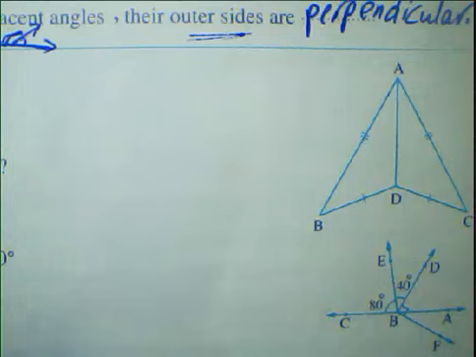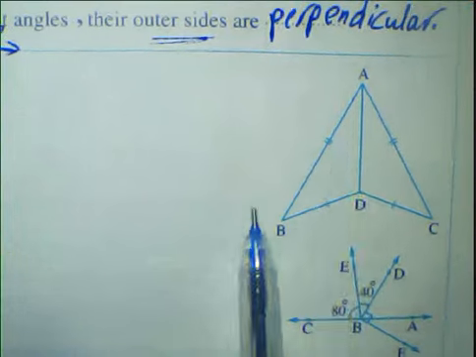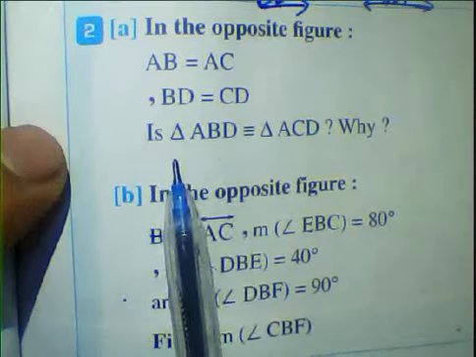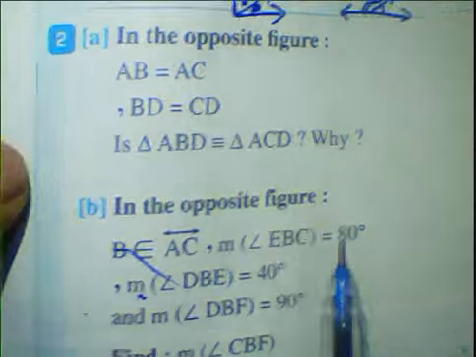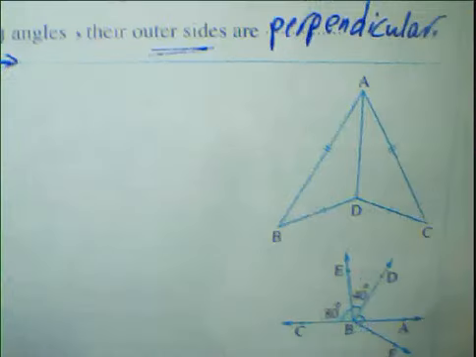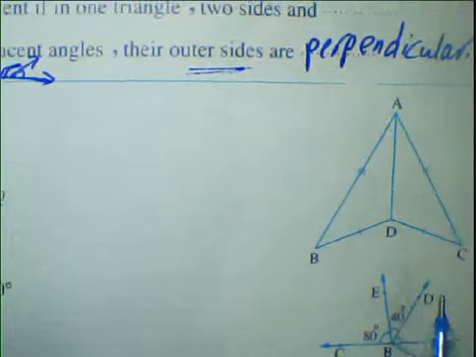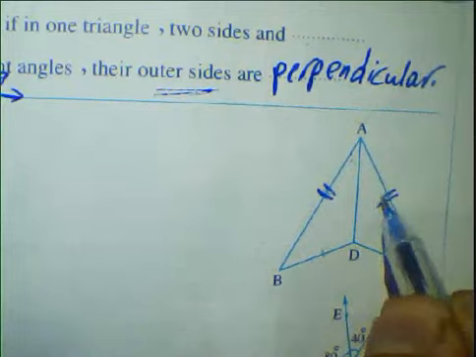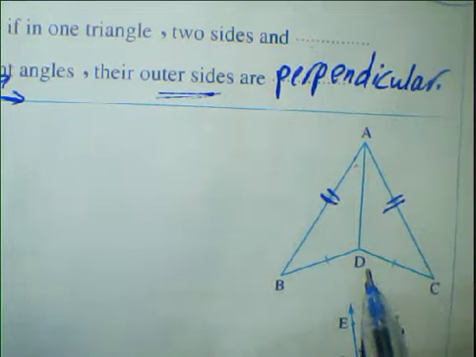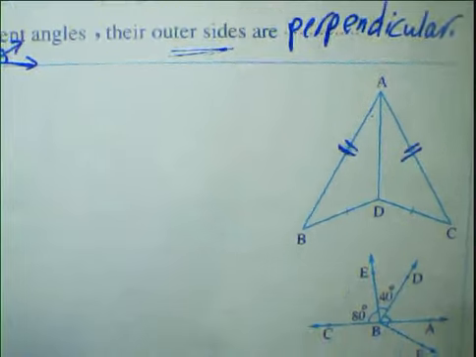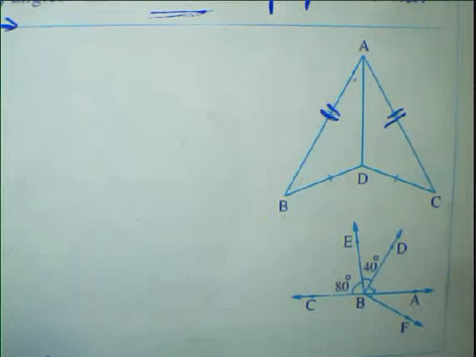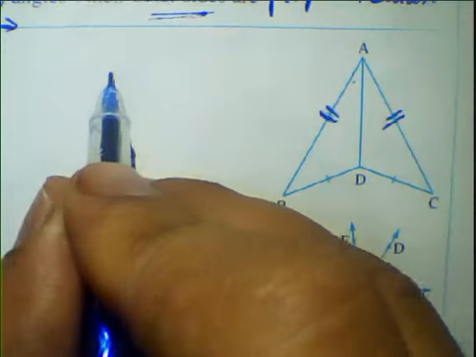And he asked about, are triangles ABD and ACD congruent or not? He asked about, are the first and second triangles congruent or not? Look at with me about this triangle ADB and another triangle ACD. We have AB equal AC and DB equal DC, and we have a common side between them. AD is a common side between them. Then the two triangles will be congruent.